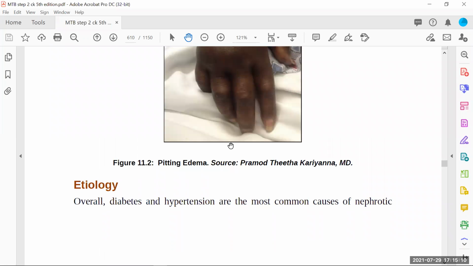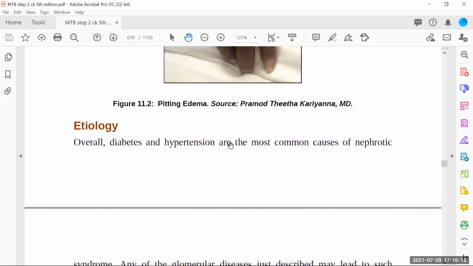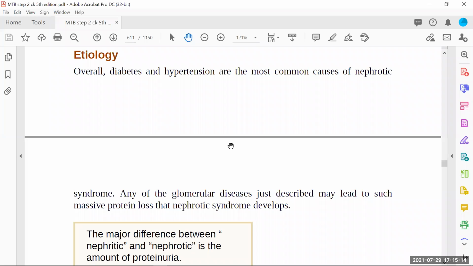Now, overall, diabetes and hypertension are the most common causes of nephrotic syndrome. They are giving you a clue that most of the time, those who are diabetic and those who are hypertensive are more prone to glomerular diseases, and they can have nephrotic syndrome at any age of life. Any of the glomerular diseases just described may lead to such massive protein loss that nephrotic syndrome develops. So not only do glomerular diseases have an association with diabetes and hypertension, there are also other etiologies, apart from these glomerular diseases, which can result in nephrotic syndrome.